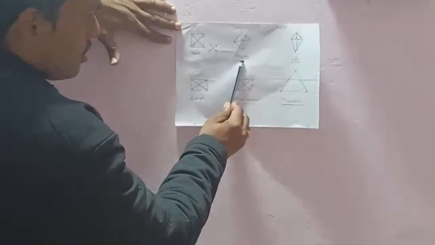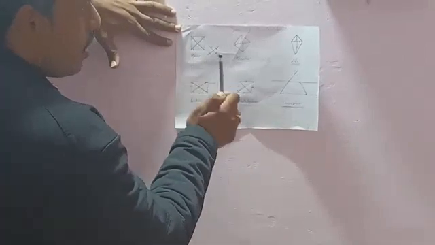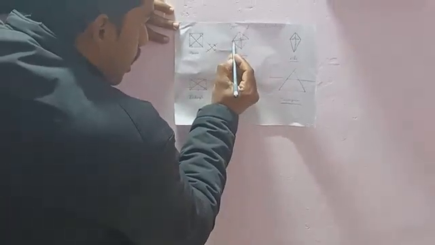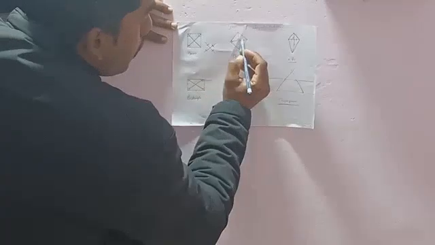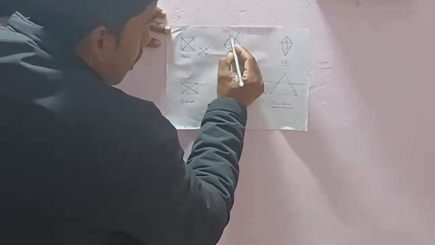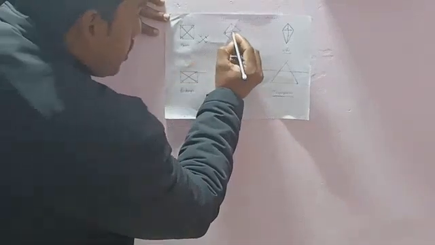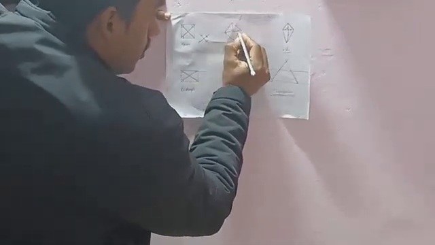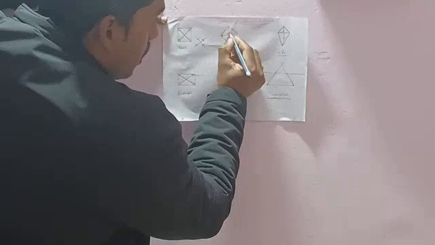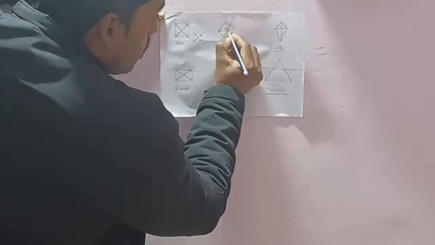Next is the rhombus. When we give some tilt or rotation to a square shape, it becomes a rhombus. Here the adjacent angles are not 90 degrees. Here all the sides are equal, and the diagonals bisect each other. The intersection point of these diagonals makes 90 degrees. Here the angle is 90 degrees, here 90 degrees, here 90 degrees, and here 90 degrees.